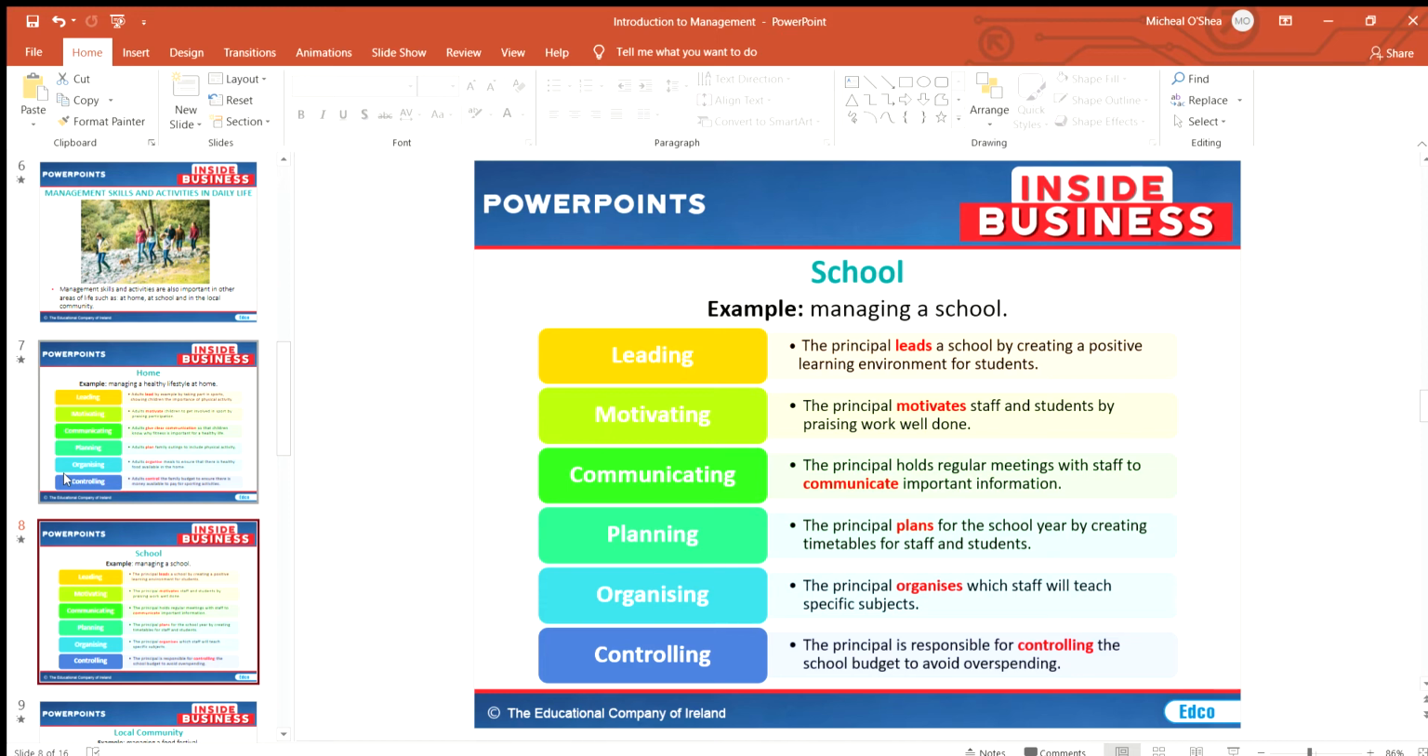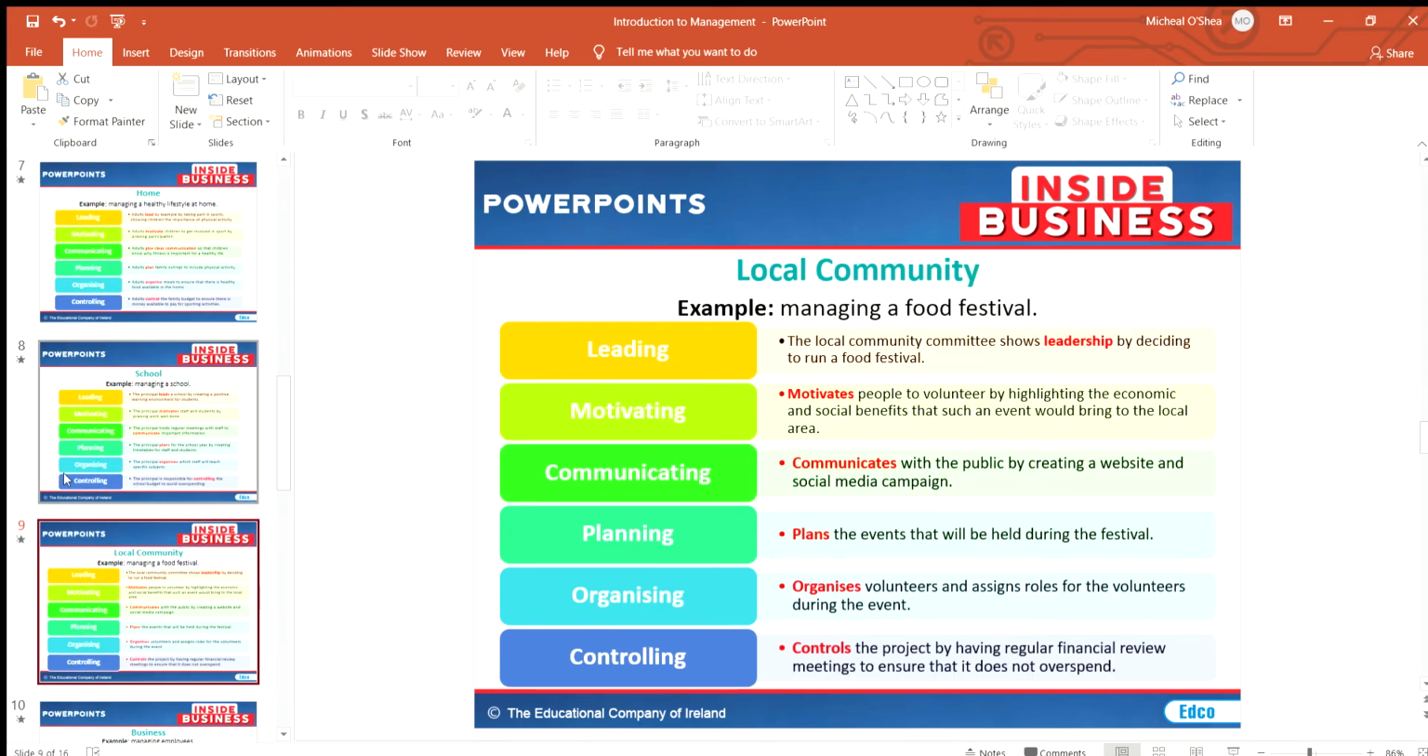But in an exam, if you're asked about how a principal can implement management skills and activities around the school, this is a window for you to understand how you can apply these questions to different scenarios. So leading, motivating, communicating with the students, and then planning, organizing, controlling with the school. Local community, there's just 2 more like this.